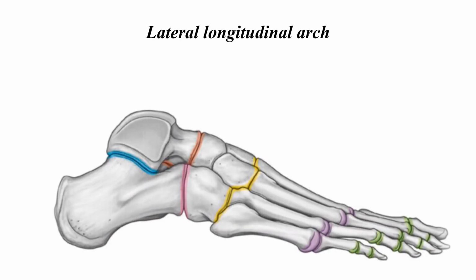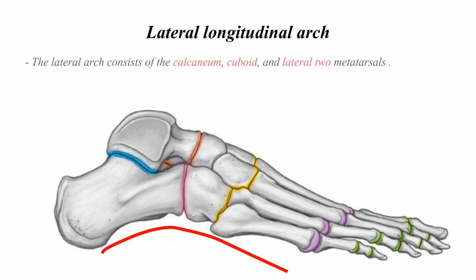Lateral longitudinal arch of the foot. This is the lateral view of the right foot. This is the lateral longitudinal arch. This arch consists of the calcaneum, the cuboid bone, and the two lateral metatarsal bones.